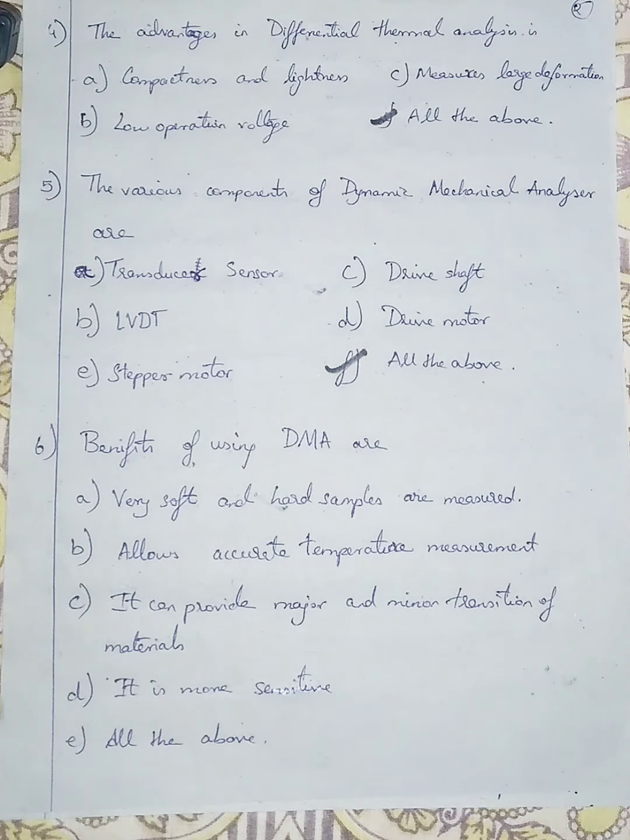Option B is given as allow accurate temperature measurement. Option C is given as it can provide major and minor transition of materials. Option D is it's more sensitive. Option E is all the above.